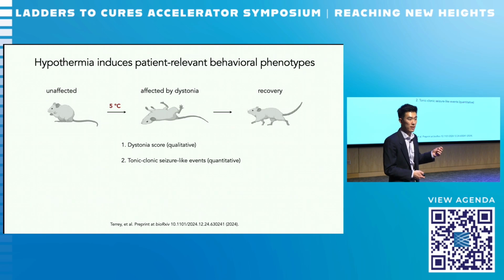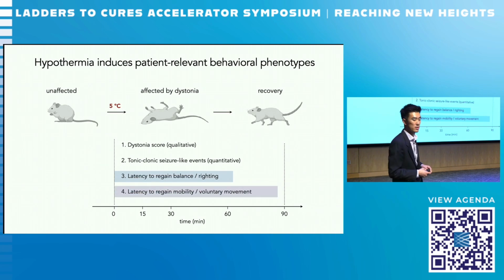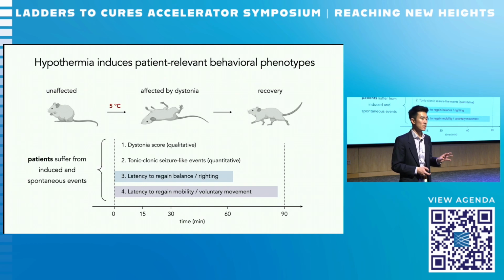We also quantify the number of seizure-like events and measure the amount of time it takes for these mice to first regain righting and then subsequent normal voluntary movement. And again, patients also experience these types of symptoms in response to harsh stimuli and those types of triggers.